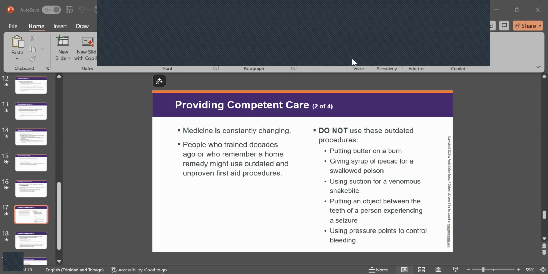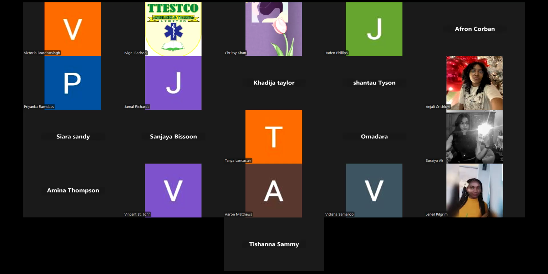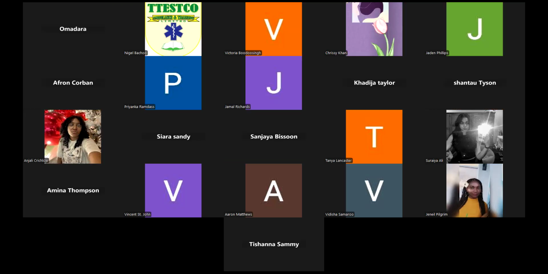So I'm going to stop the share again. Treatment for a seizure. What household treatment would you have heard for a seizure? Somebody tell me what you heard growing up, or what you heard people say, even recently. Turn them on their side. Okay, good, cool. Push a spoon in their mouth. Who said that? Afron. That's the answer I was looking for. Put a spoon in their mouth. Right.